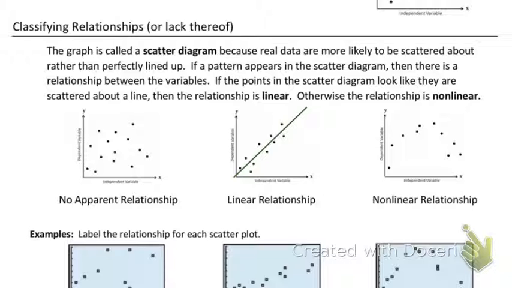However, for the sake of this class, we're not going super in-depth. We're just going to have three classes: no relationship, linear, and basically other, non-linear. That's what it stands for. Those are the only three you need to know. There is a relationship, but it's not a straight line, so we're going to go with non-linear.